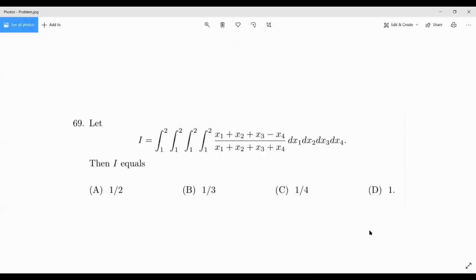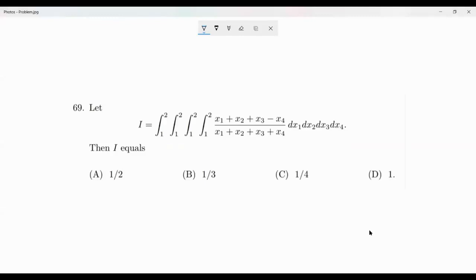So here is the question. It's an integration, where the integration is over 1 to 2, 1 to 2, 1 to 2, and here is this weird expression with x1 plus x2, and it's asymmetric. This is much more important. It's asymmetric and yet I'm calling it symmetrical. That's the beauty of this problem.